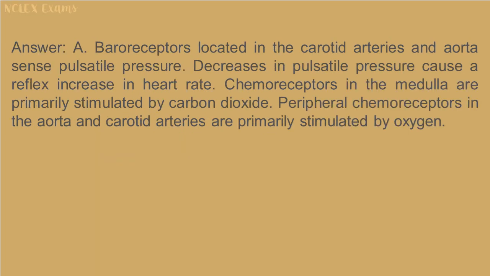Answer: A. Receptors located in the carotid arteries and aorta sense pulsatile pressure. Decreases in pulsatile pressure cause a reflex increase in heart rate. Chemoreceptors in the medulla are primarily stimulated by carbon dioxide. Peripheral chemoreceptors in the aorta and carotid arteries are primarily stimulated by oxygen.